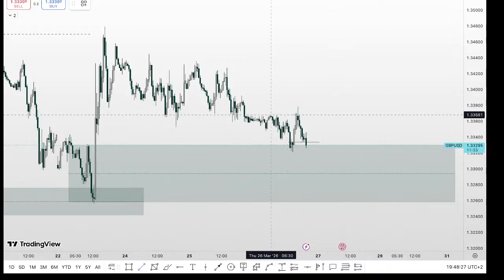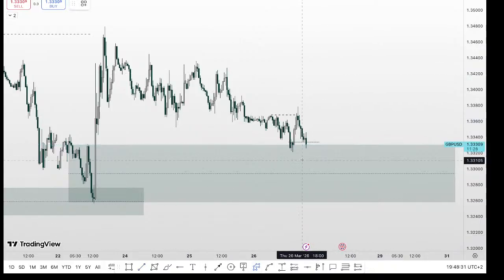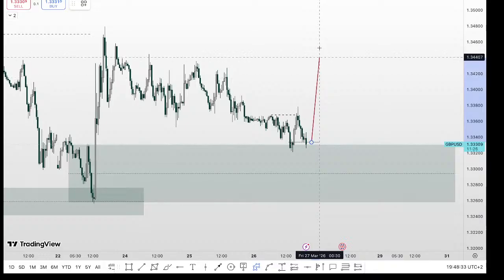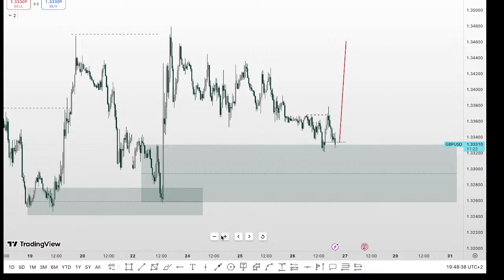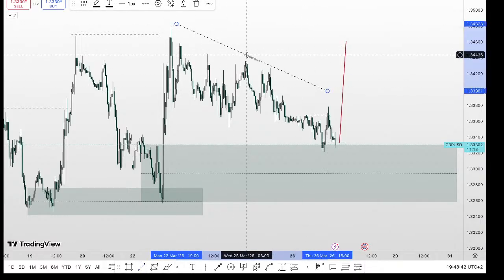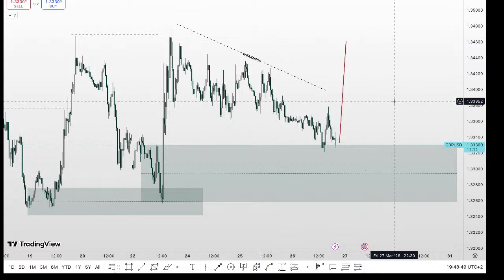Because I'm seeing that it swept here, so maybe it might attempt to advance towards the upside. Maybe it might. Plus, this entire thing is weakness right there. That's weakness right there.